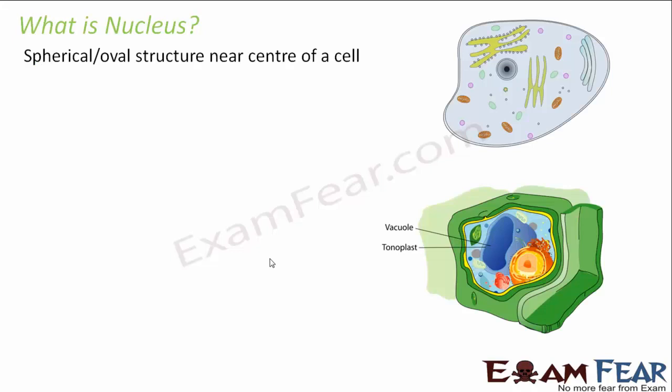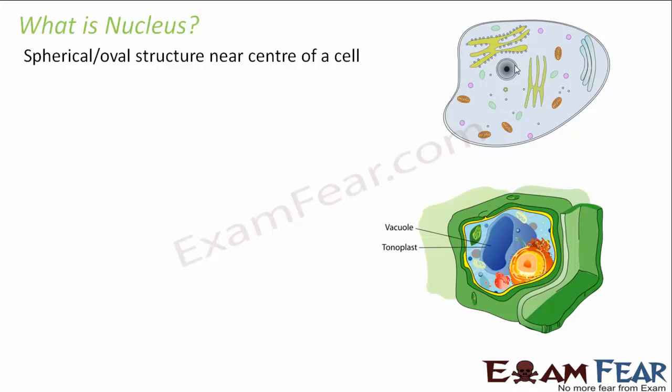The nucleus is a spherical or oval structure near the center of a cell. When you looked at the microscopic image of the onion peel, we saw that inside every cell there was a relatively dark spot, right? This spherical or oval structure near the center of a cell is known as the nucleus. If you look at this animal cell, this structure is the nucleus. It is not exactly at the center, but it is somewhere near the center, right?